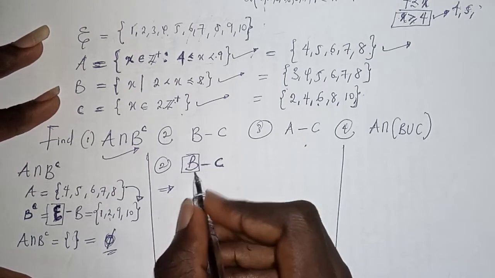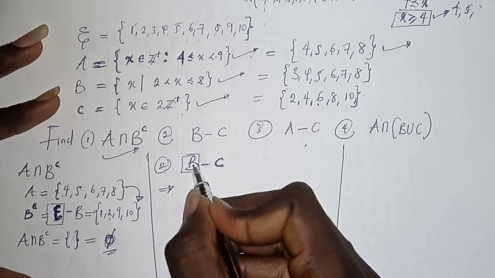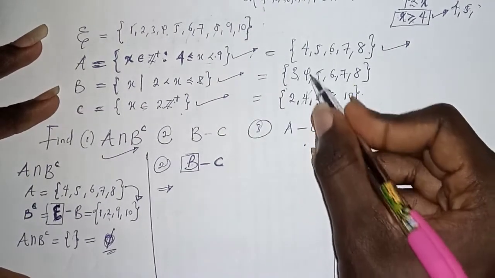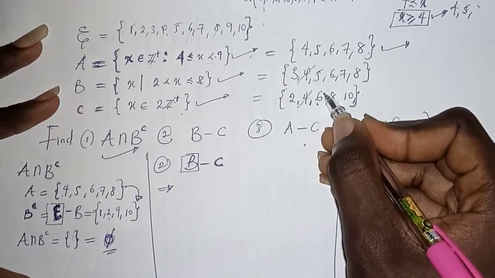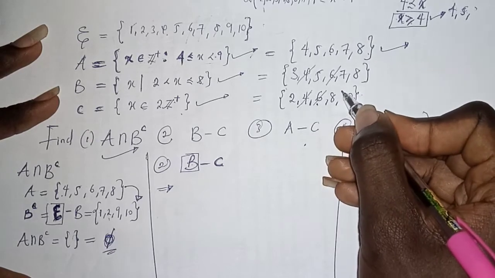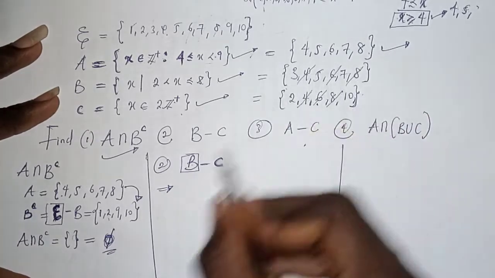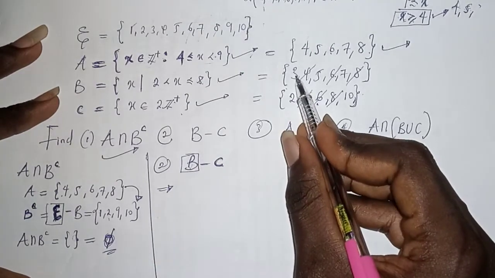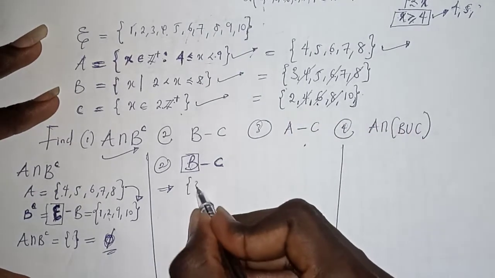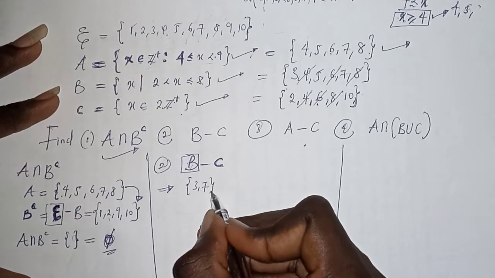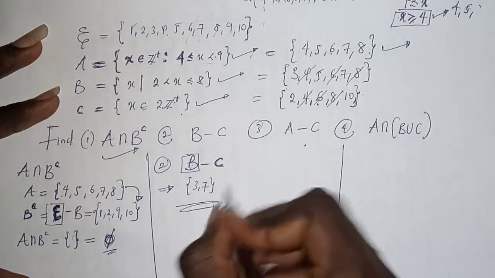So in this case, remove C from B. Remove 4. What else can we remove? 6. Remove 8. Remove 10. No 10 to remove. So whatever I have left in set B is my final answer. So what do you have left? That's 3 and 7. Do you understand that? So that's how it works. This is the final answer.